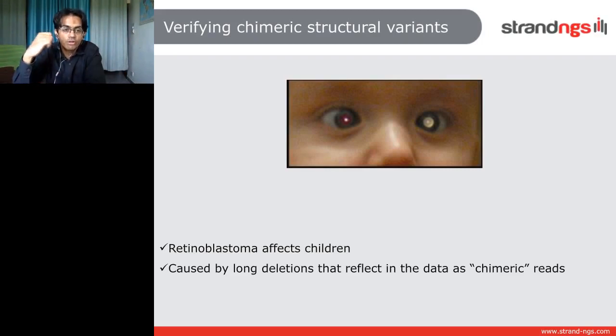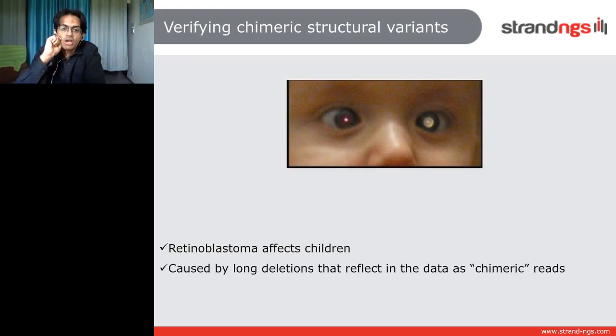And we also happen to know that retinoblastoma is caused by these long deletions, which are, remember, indels. Insertions and deletions together make up indels, and deletions are just one aspect of the indel nexus.